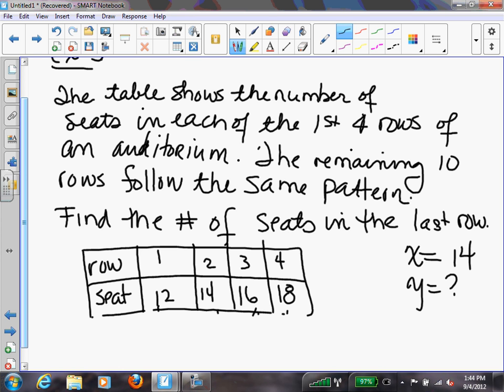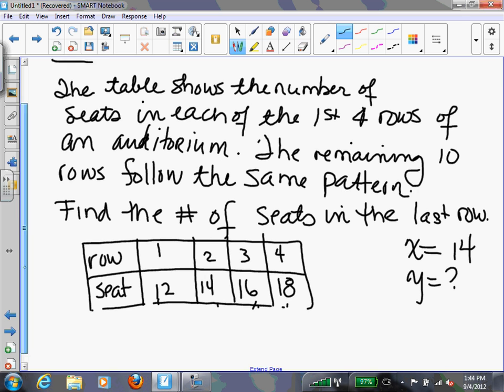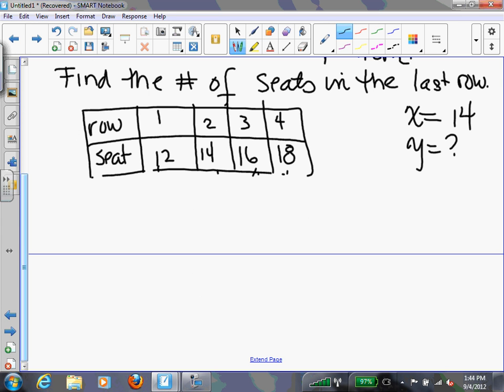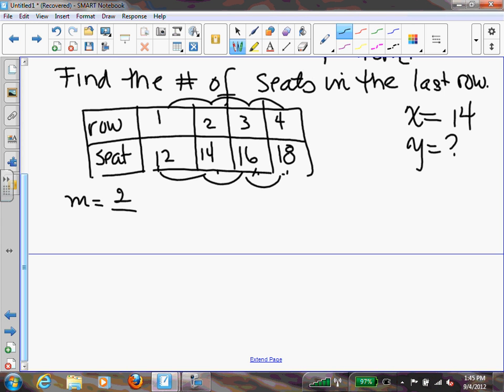Okay. Because in the first row, I have 12 chairs. In the second row, I have 14 chairs. In the third row, I have 16. In the fourth row, I have, now this is following the same pattern, okay? So that means all we're doing is writing the equation of a line so that we can pick when x is 14, what's my y going to be? All right, so we figure out the slope is what? So my slope is going to be the change in my y's, which I'm always going up by 2's, and the changes in my x's, I'm always going up by, so that's 2.